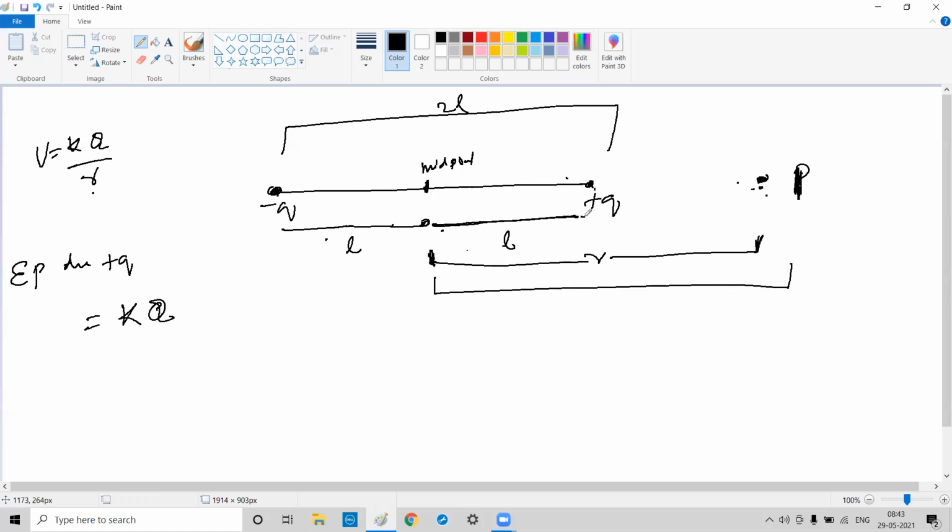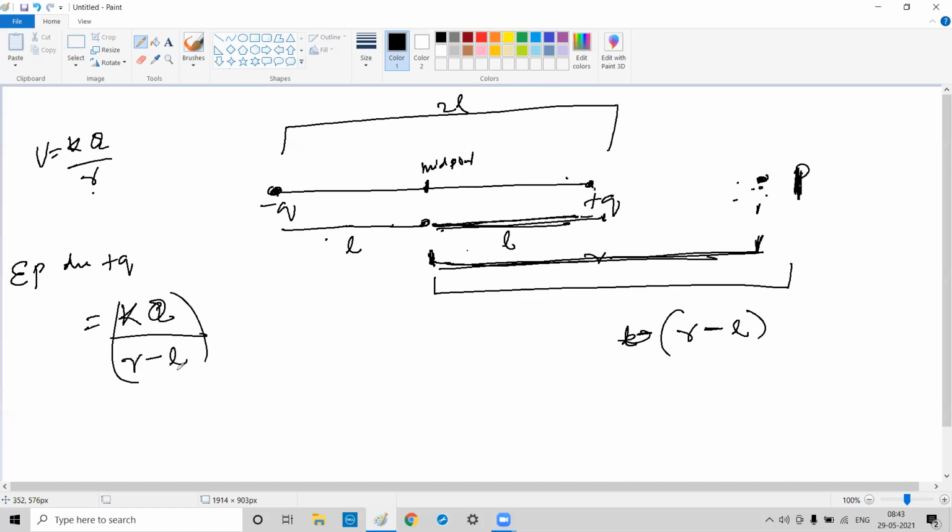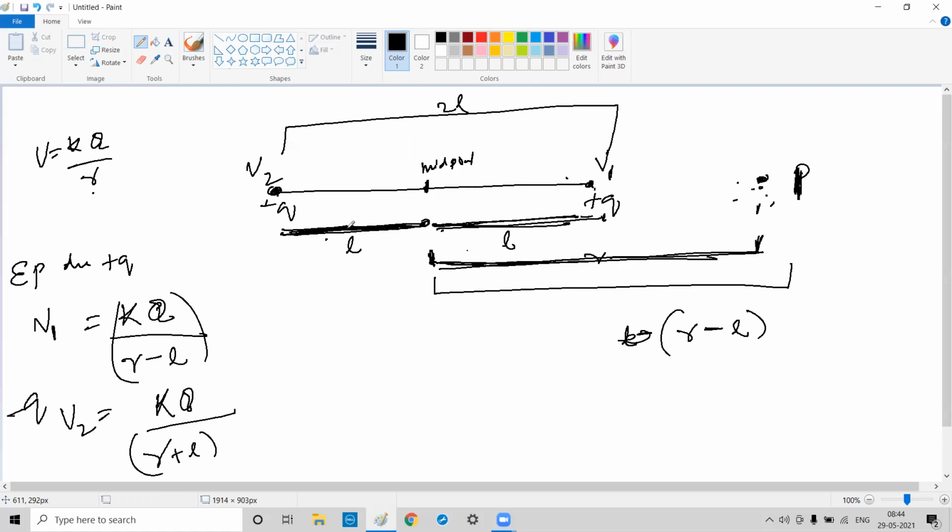This side is L. What is the distance from here to here? It will be R minus L, because this total is R and this much is L. So V1 equals KQ by R minus L. This is due to the positive charge. Similarly V2 for the negative point charge: the potential at this point is K into Q by L plus R, because this much distance is L and the total from here is L plus R.